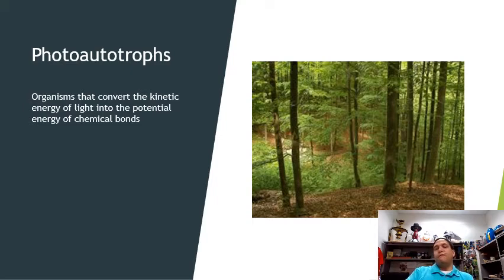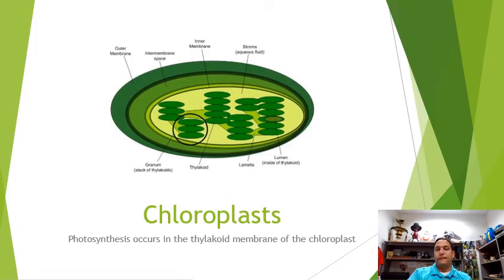This week we're talking about photoautotrophs. These are organisms that transform the kinetic energy of the sun's light into the potential energy of the bonds of glucose. It's a transformation. The photoautotroph we're going to be looking at are plants. Plants have structures in them called chloroplasts. This is where photosynthesis occurs. Specifically in the chloroplast, photosynthesis is going to occur in the thylakoid membrane.